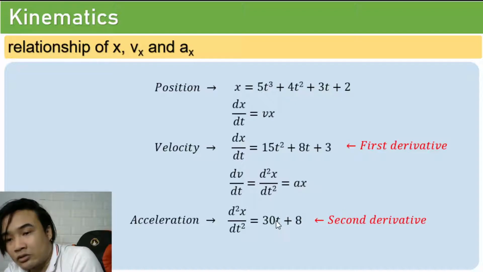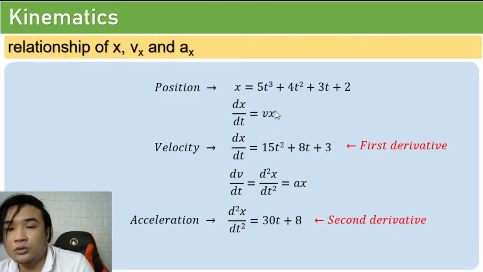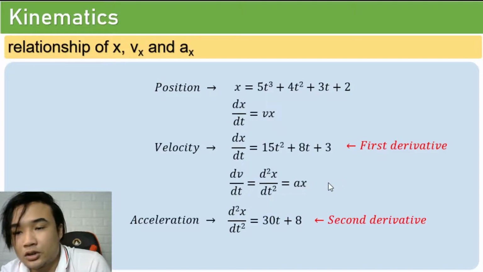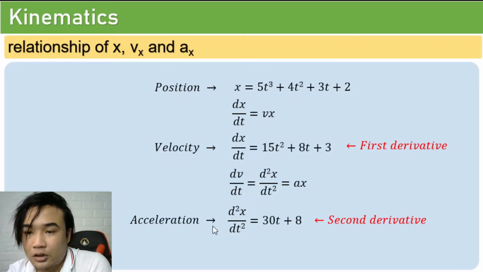So this is the second derivative of the position. The first derivative is your velocity, then the second derivative of the position is your acceleration. So that is the relationship between position, velocity, and acceleration. So that's all.